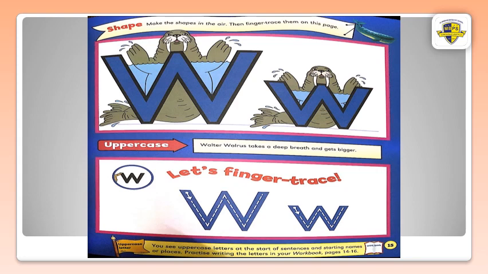Let's finger trace. Let us finger trace this sound. W. Start again. Up, up. Put your finger on the arrow. Go down, up, down, and up. And that is our new sound. W. Let's see who it is, his name. That's what we're looking for.